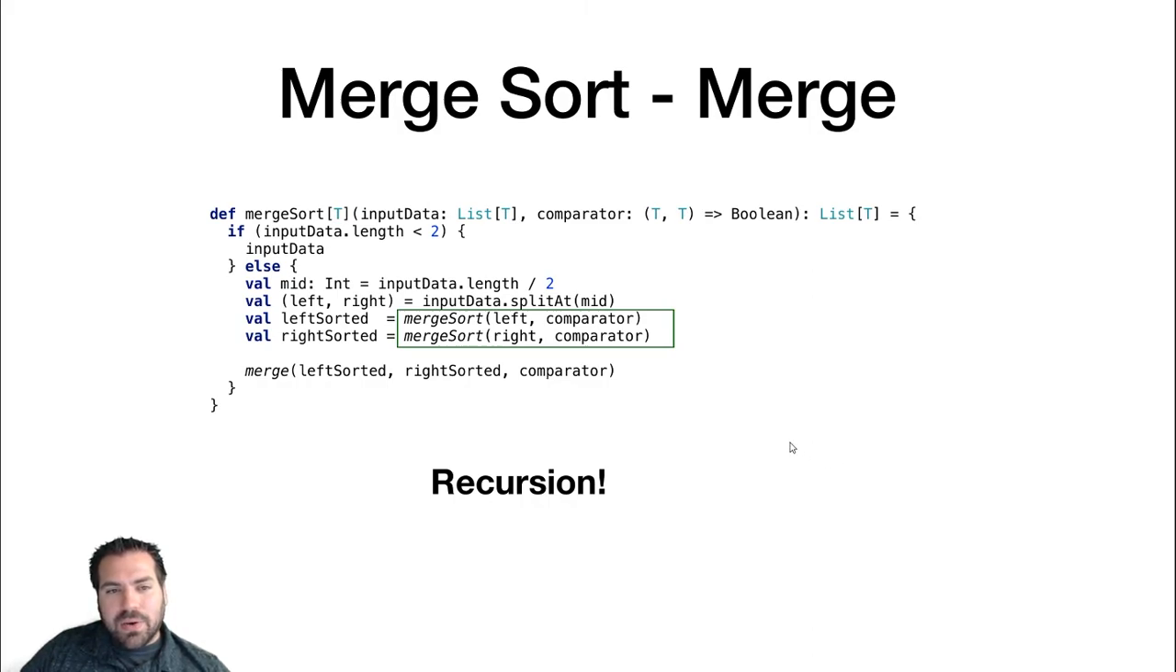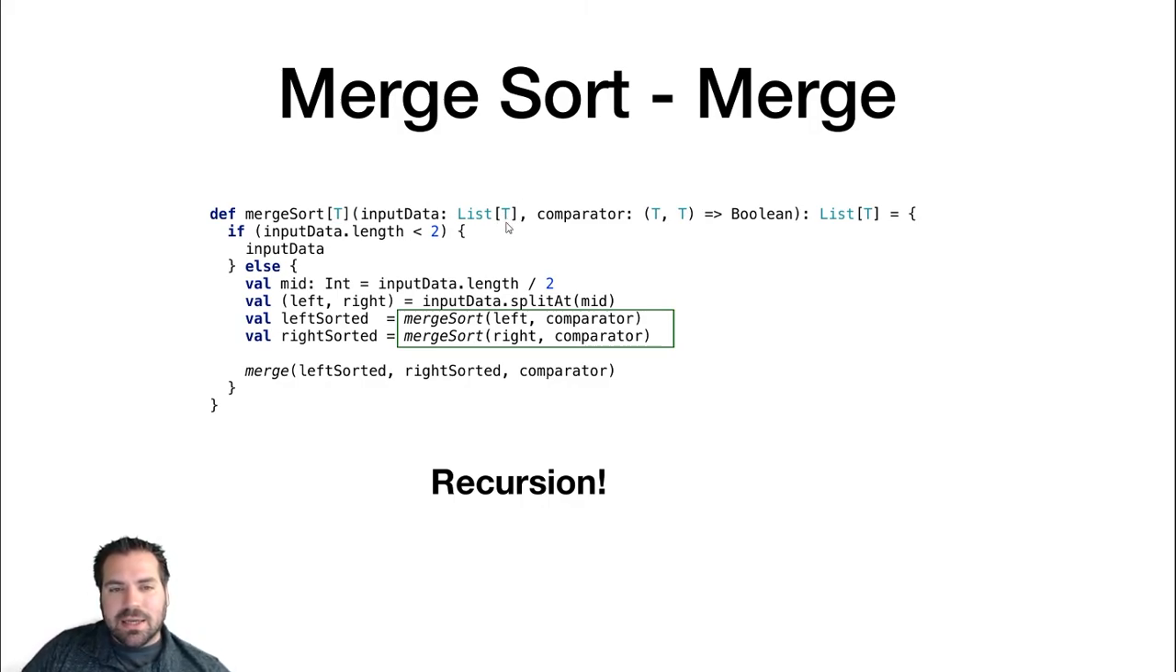So here's the code. And of course we want to highlight the recursion. So merge sort, we're going to use the same structure that we used for selection sort last time. We take a type parameter t. So this algorithm is completely generic. We can use it to sort any type. No matter what we have a list of, we can sort those things.